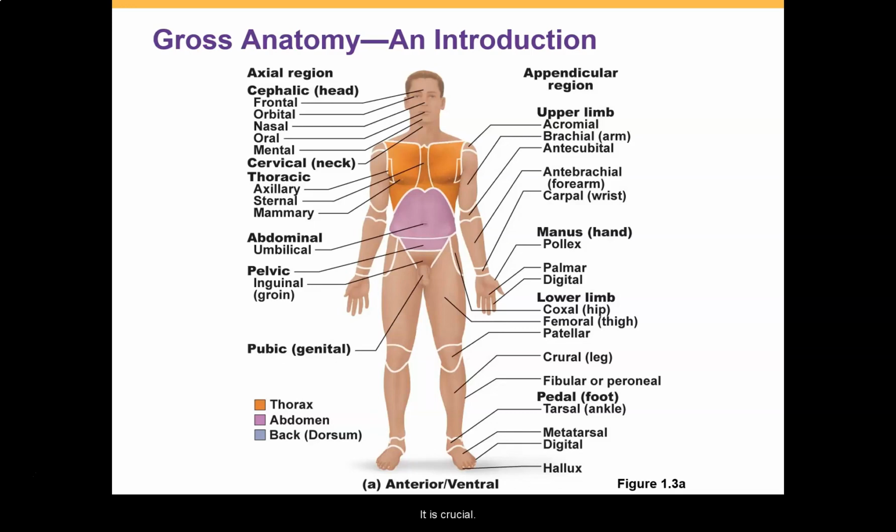It is crucial, imperative, important to know these major anatomical landmarks because we are going to be naming many organs, components of organs, and so forth based on these major anatomical landmarks. Let me show you those.